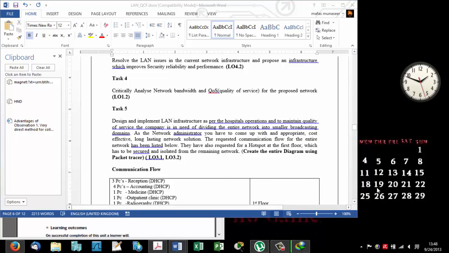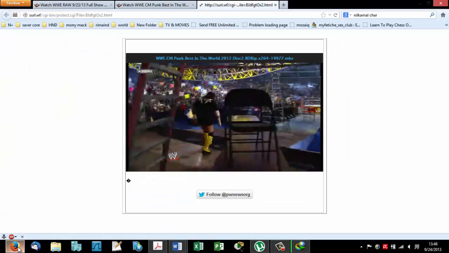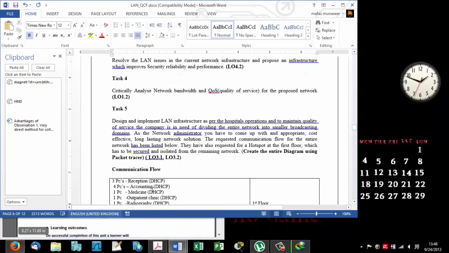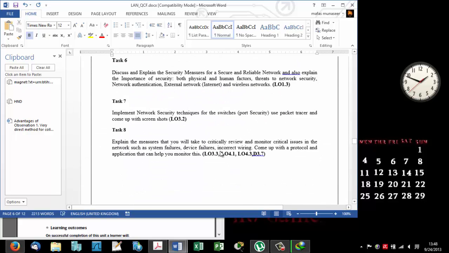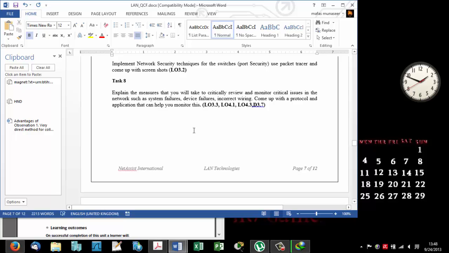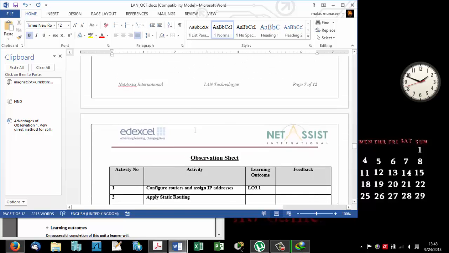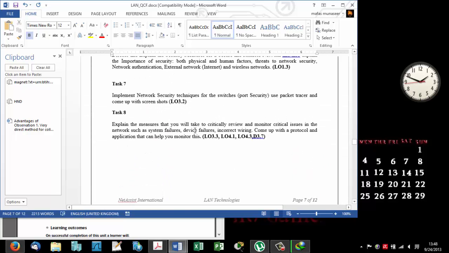So for a question like this, the final one: explain the measures that you will take to critically retrieve and monitor critical issues in the network such as system failures, device failures, incorrect wiring, coming up with a protocol and application that can help you monitor this. Again, that covers 3, 4, and 3.